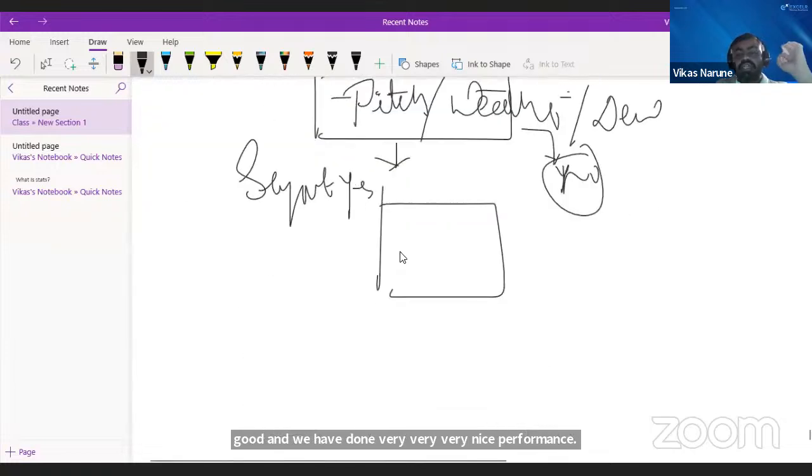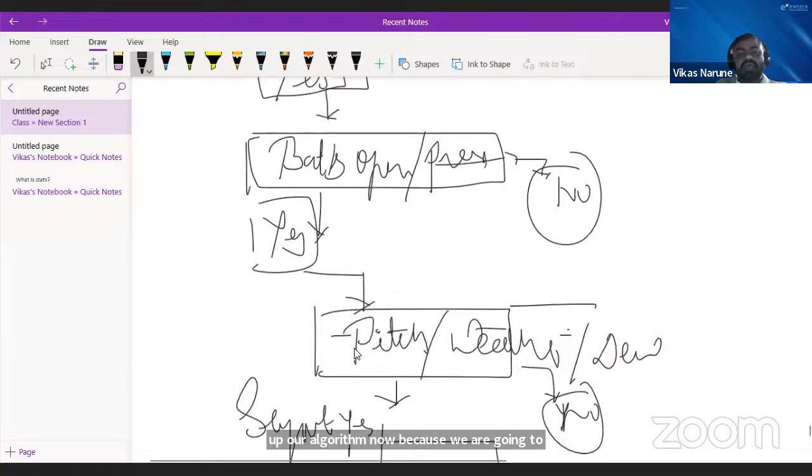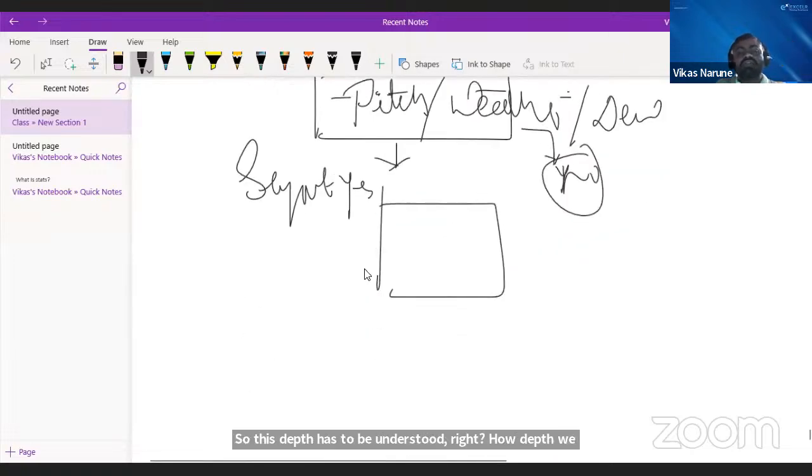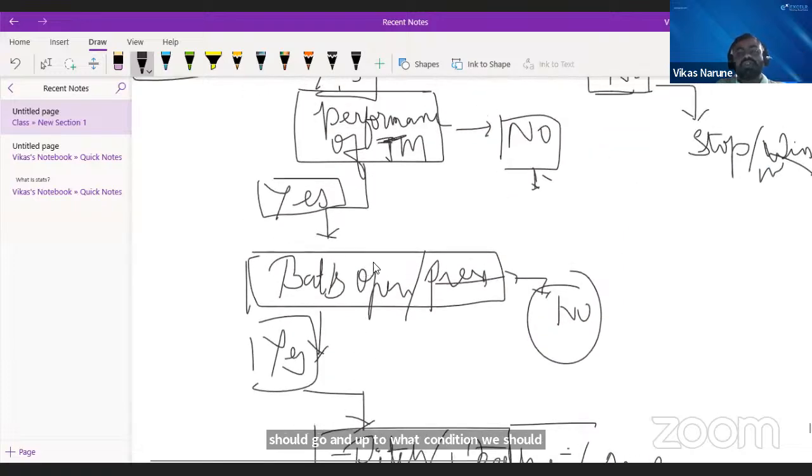Now, guys, come to the last stage. What is going to be the final winning condition, and what will decide whether we win the World Cup or not? Last one or two conditions, guys, please tell me, and then we will try to end our algorithm now, because we are going deep. Now you guys are able to understand how we are going deep. This depth has to be understood, right? How deep we should go and up to what condition we should go deep. That is what the decision tree will also be doing.